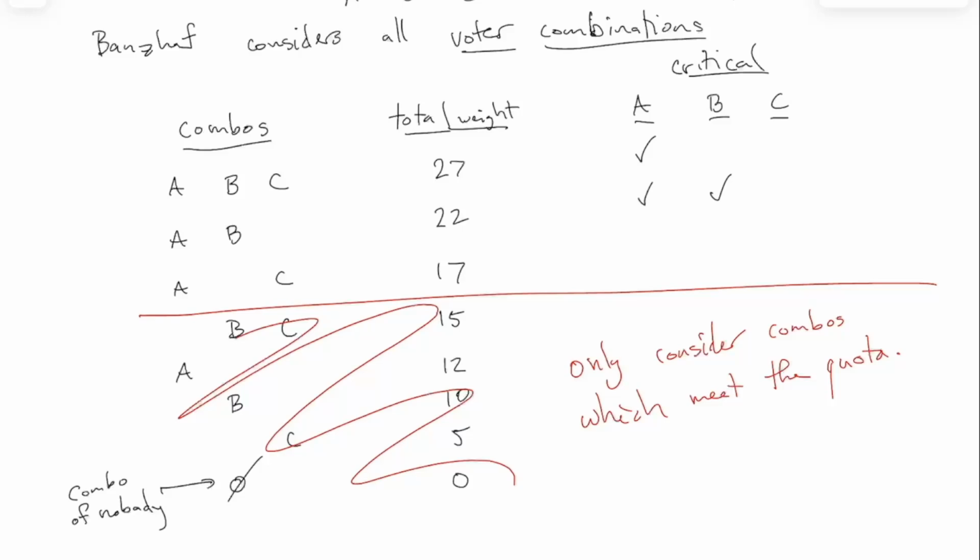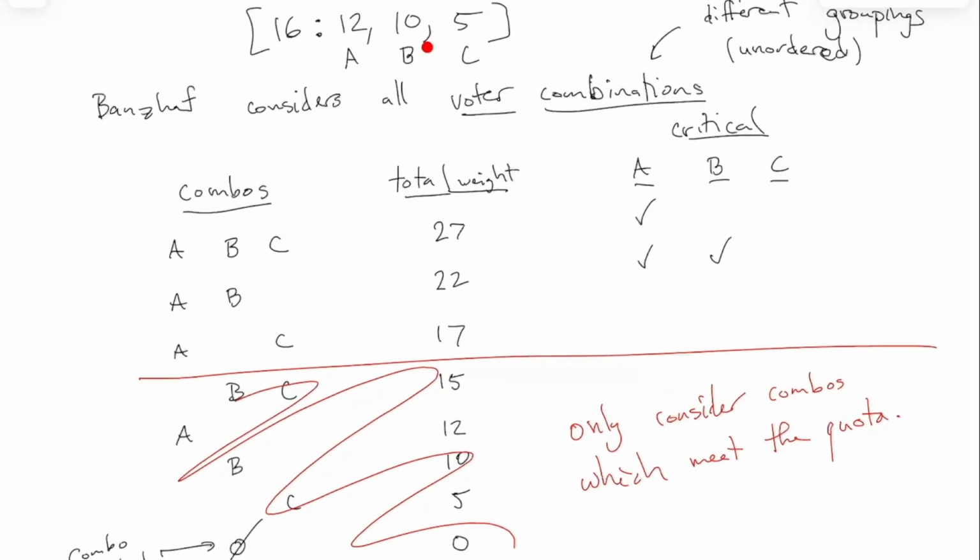Can we do the last one here? How about A and C, they add up to 17. Maybe we could try to do this one in our head. Remember, the weight for A is 12 and B is 10. Is A critical here? I think A is critical. It only adds up to 17. If you take away the A, it certainly dips down below the quota. So A is critical. And C is worth 5 here. If I removed 5, this goes down to 12, which no longer meets the quota. So C also is critical here, like so. All right? And this is the end of the table for the Banzhaf.